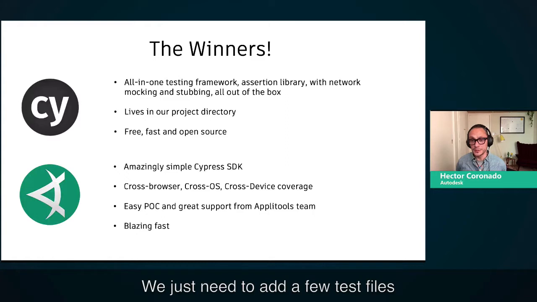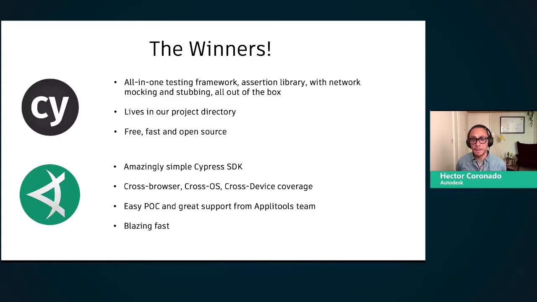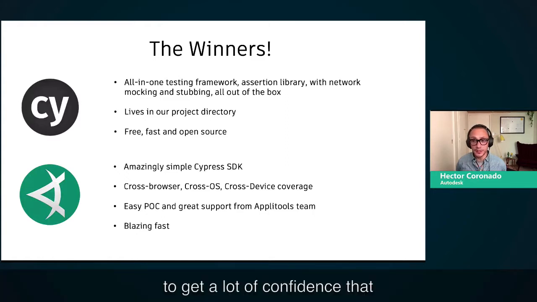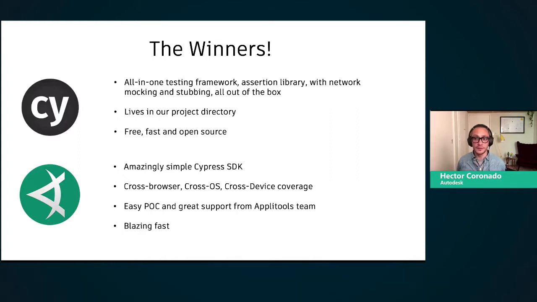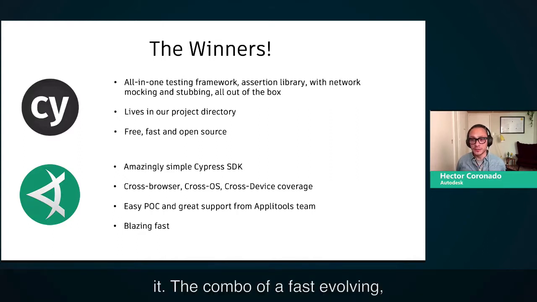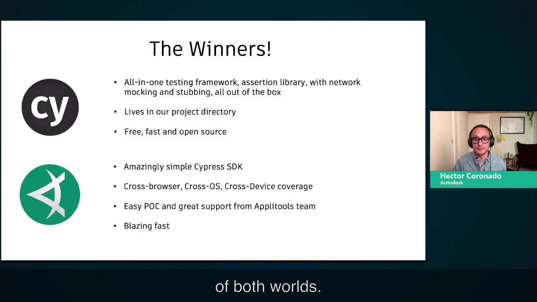We'd just need to add a few test files to cover our different UIs, and in so doing, we would be able to get a lot of confidence that UHM would look and work correctly for everyone, no matter where they were using it. One thing that we had to take into consideration is that Applitools is a paid product. In our eyes, the ultra-fast grid and the unlimited test runs that come with it, along with great customer support, made it more than worth it. The combo of a fast-evolving OSS project like Cypress and a paid enterprise-type product like Applitools give us the best of both worlds.